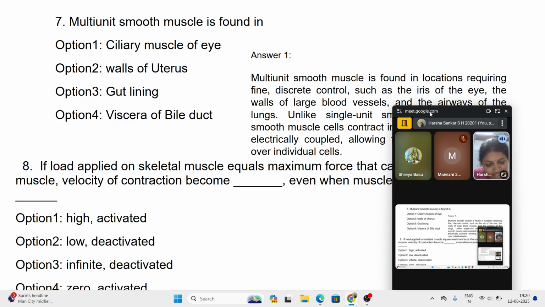Your method of answering is correct. So maximum force means velocity is inversely proportional. So maximum force means velocity will be zero. We cannot say low because they have said maximum. And in option 2, the second part is wrong. It's written deactivated. Maximum force means if I am taking this water bottle and crushing it together, then my maximum force is there, right? So muscle will remain activated, but velocity will be zero. So correct answer is option 4.